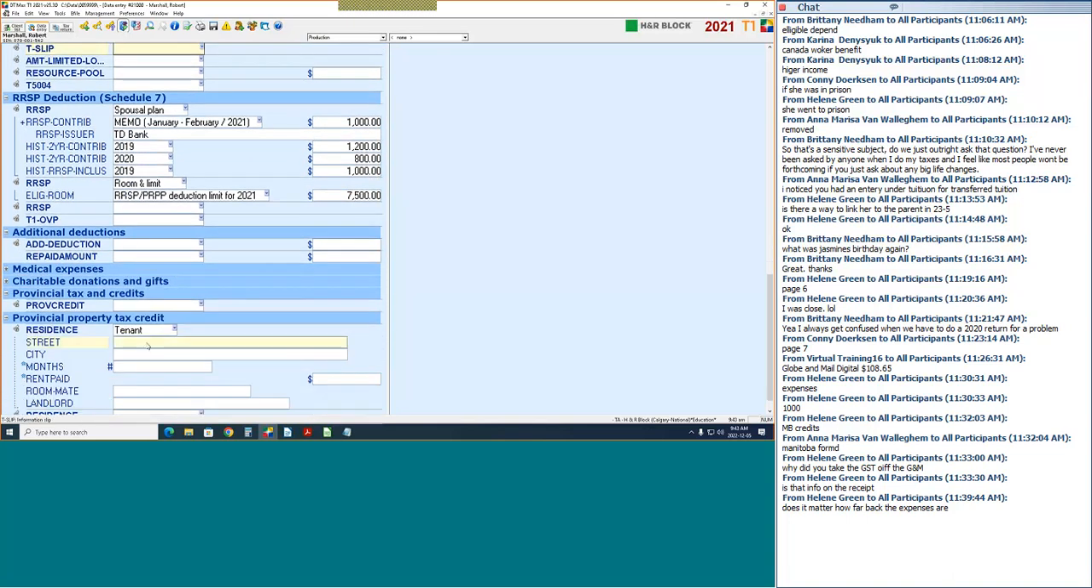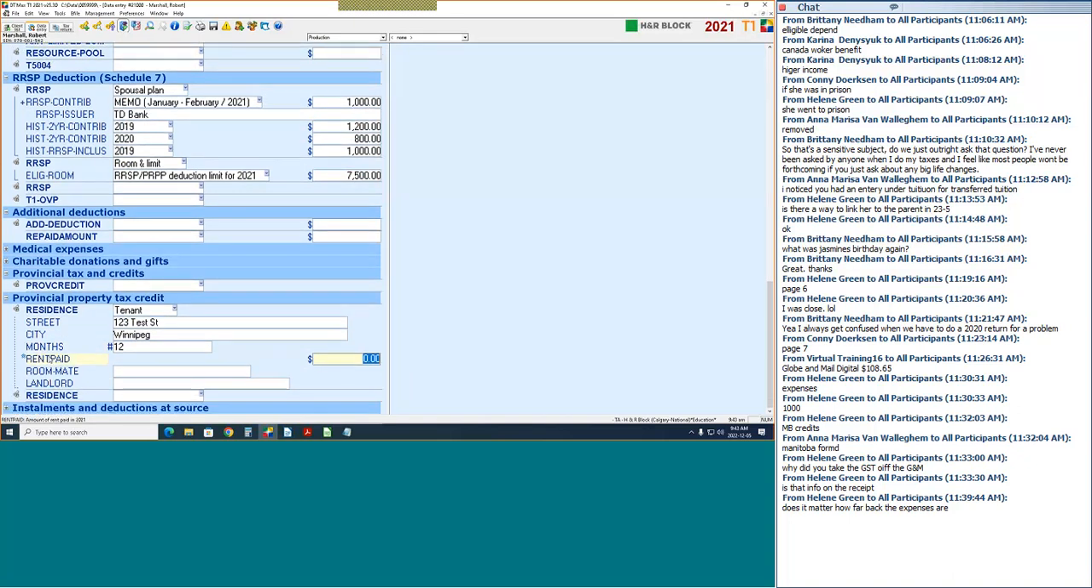So you're going to have to fill that in. I'm going to leave it blank for now. I'm just going to put 123 Test Street because I'm going to be taking this out. And you need a city. They want to know how many months you're claiming for. You don't have to claim for all 12. If you weren't paying rent for all 12, you don't have to. In this case, we're going to say they were renting for all 12. Then it's going to ask how much rent they paid.